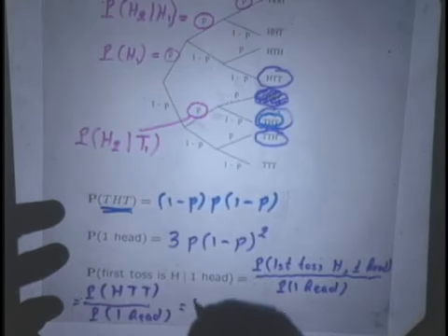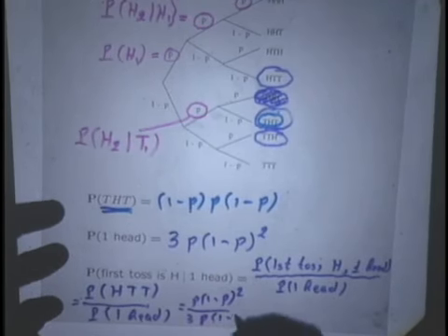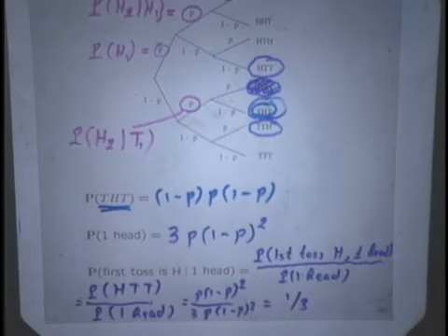Probability of heads, tails, tails is p, 1 minus p squared. Probability of 1 head is 3 times p, 1 minus p squared. So the final answer is 1/3, which is what you should have guessed on intuitive grounds.